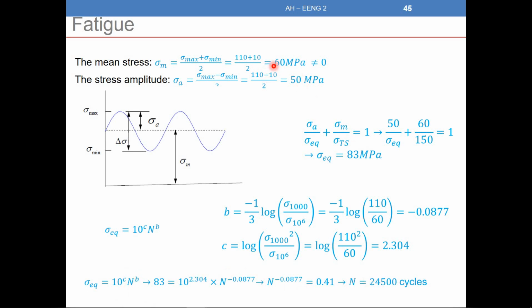So the idea is that every time I have alternating stress, the first point is to calculate the mean stress. If it's not equal to 0, I need to find the equivalent stress using this formula with the amplitude, the mean stress and the TS. And after that, I can do the classical method to relate the stress amplitude to the number of cycles.